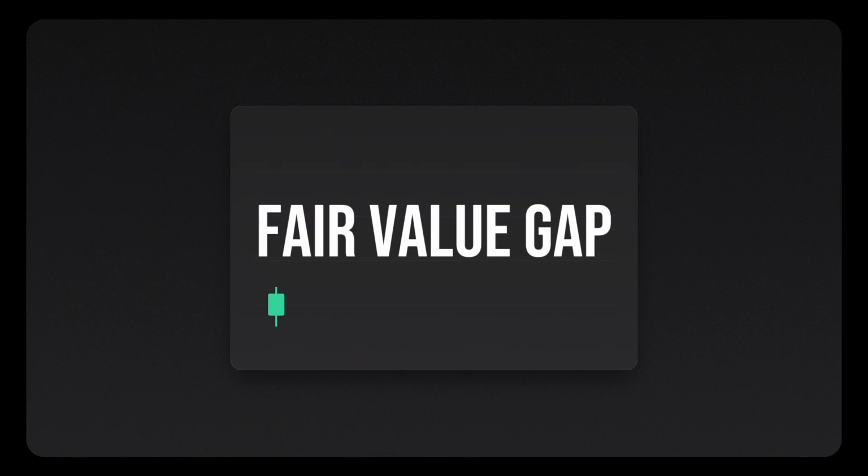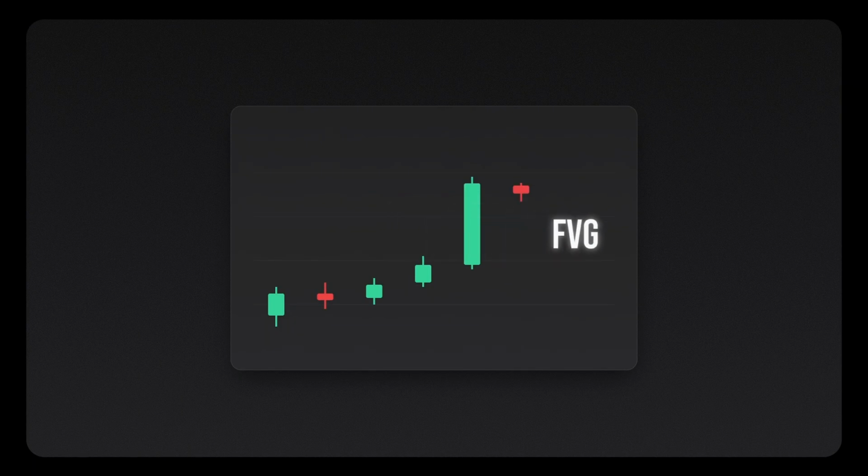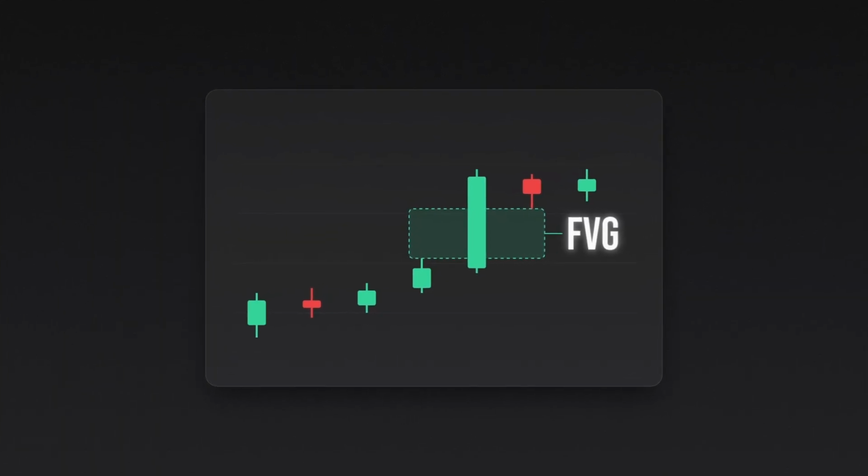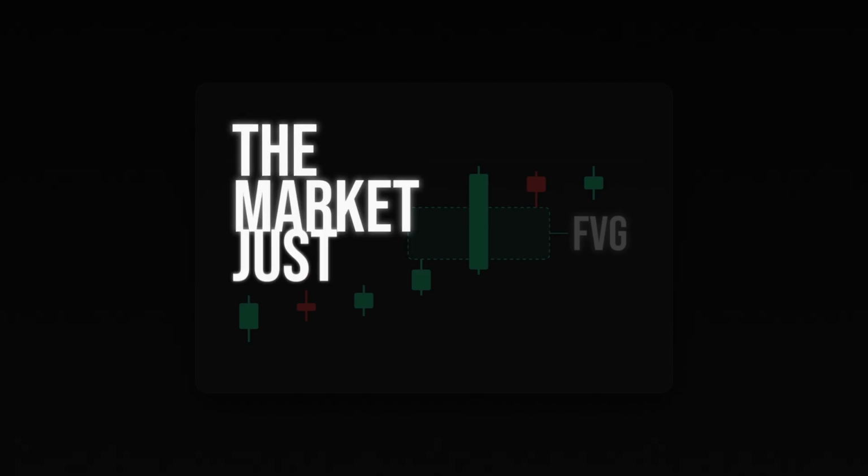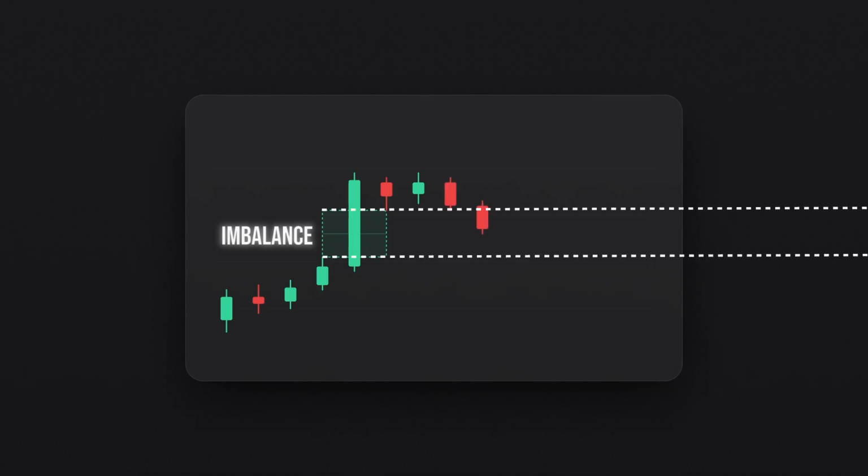A fair value gap, or FVG, is simply an area where price moves so aggressively in one direction that very little trading took place in between them. Think of it as the market just moving too quickly. Instead of climbing step by step, price jumps forward, leaving behind an imbalance. Markets would usually go back to these zones before continuing in the original direction.